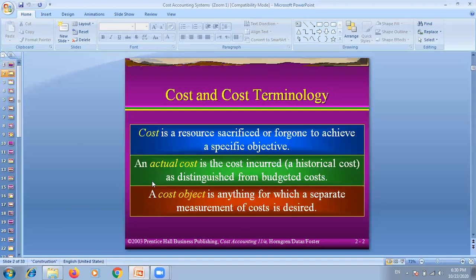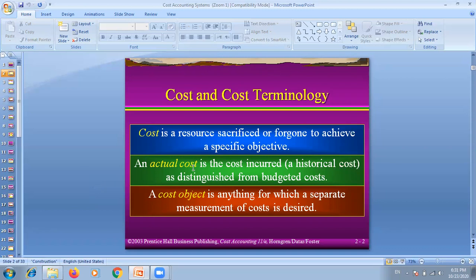Regarding cost and cost terminology, we said that cost is a resource sacrificed or forgone to achieve a specific objective. So I can pay some money to get a trouser. The trouser is a specific objective I need to fulfill. At the same time, I sacrifice my money to get this t-shirt or trouser. That's why when a company purchases raw material, it sacrifices the money it has to get the raw material for producing a certain product.